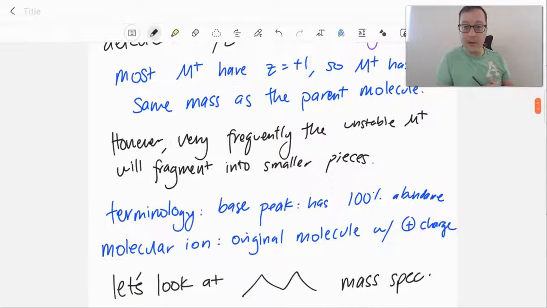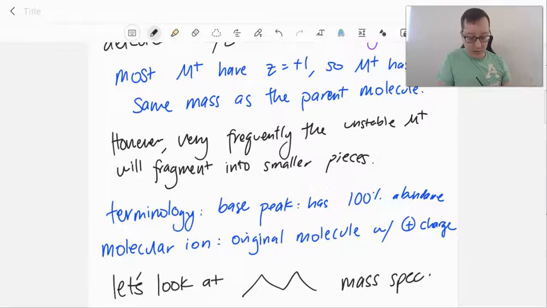Because the molecular ion is unstable, it frequently will fragment into smaller pieces. And so by piecing together these fragments, that gives us structural information about the molecule, just like how NMR did last semester. We're going to take a look at some mass spectra here in just a second. But first I want to do some terminology.